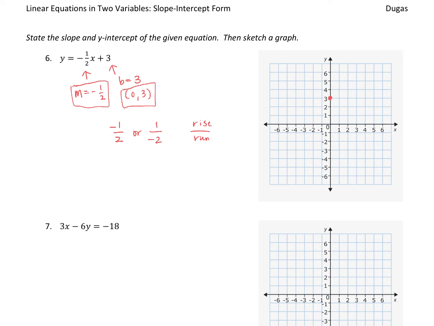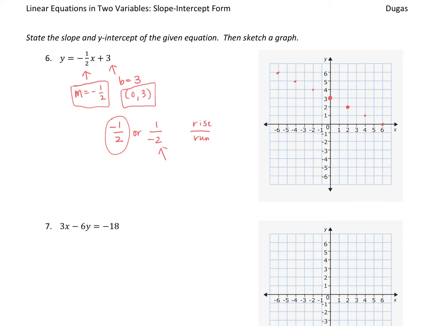So if I'm using the -1 over 2, that means I'm rising -1. That means going down, right? Going down 1 and to the right 2. And I can continue to go down 1, right 2. Alternatively, if I had chosen this fraction, the 1 over -2, that means I would be rising 1, going up 1, and -2, I'd be going to the left 2 in the x direction. So it'd be up 1, left 2. And I could keep going up 1 and left 2.